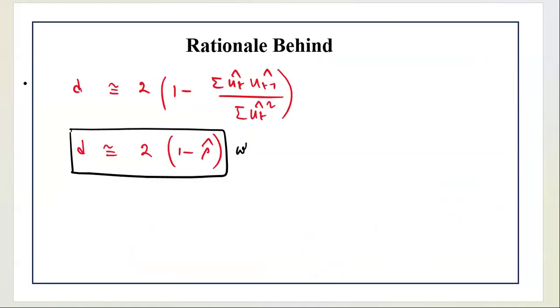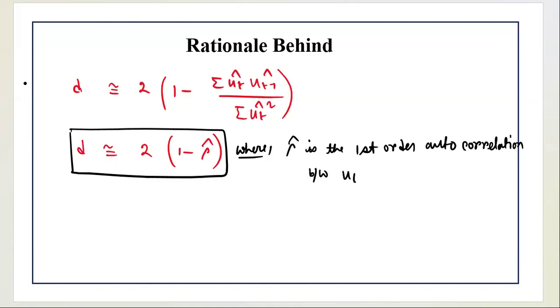So rho cap, as I have told you, is the first order autocorrelation between ut cap and ut minus 1 cap, I mean the residuals, right? Now consider this thing. This rho cap is the correlation coefficient, or the correlation basically. And as we know from the properties of correlation, correlation always lies between -1 and +1.